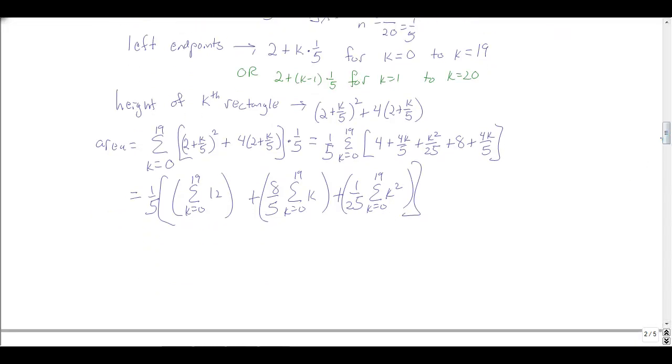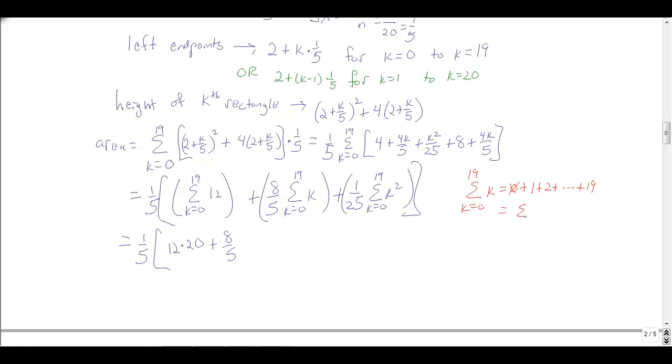Okay, so now we're going to use our formulas here. I'm going to get 1/5 times, first, the summation k equals 0 to 19 of 12. This is 12 plus itself 20 times, there are 20 different terms there. There are no k's here, so that's 12 times 20, which works out to be 240. Next one is 8/5. Something to note here, let's write this off to the side: the summation k equals 0 to 19 of k. The formulas we had started at k equals 1. We've got k equals 0, but we can just drop that term, because when you plug in k equals 0, that's just 0. So this is like 0 plus 1 plus 2 plus some stuff up to 19. I can just get rid of that 0, because adding 0 to a sum doesn't do anything.